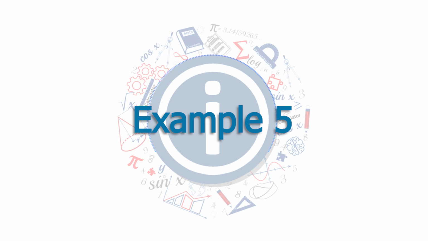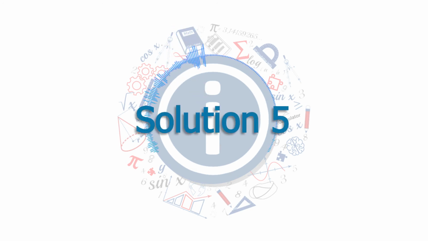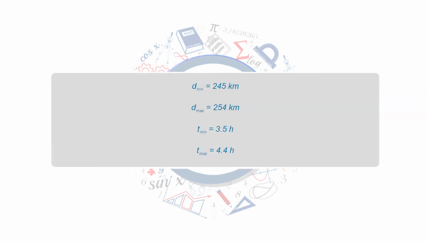Example 5. Calculate the minimum and maximum speeds of a car traveling 250 km in 4 hours if both distance, d, and time, t, represent rounded values. Express the results in three significant figures. Solution 5. Considering the concepts of lower and upper bounds, we have the following equations.